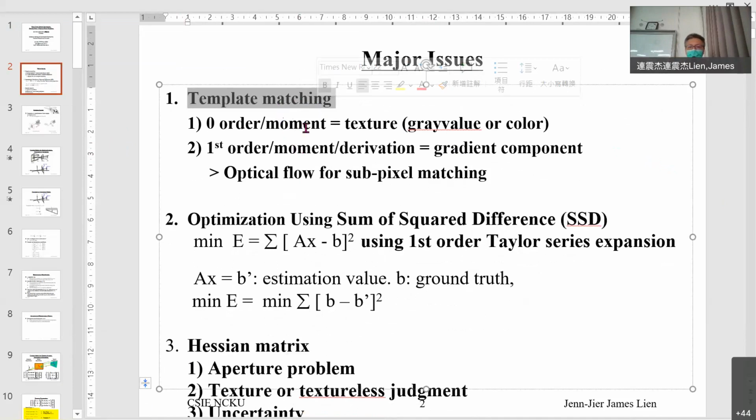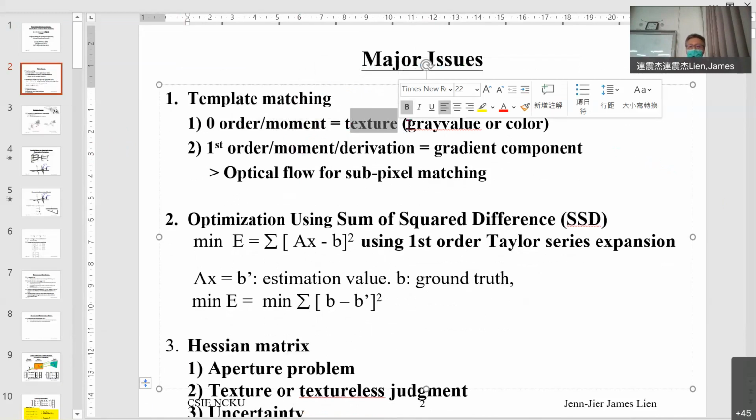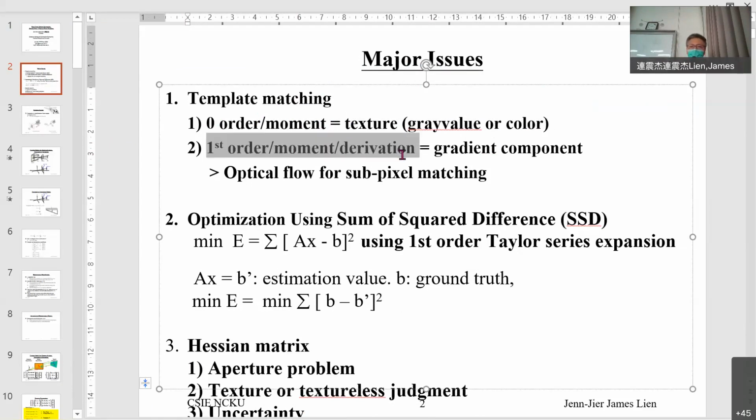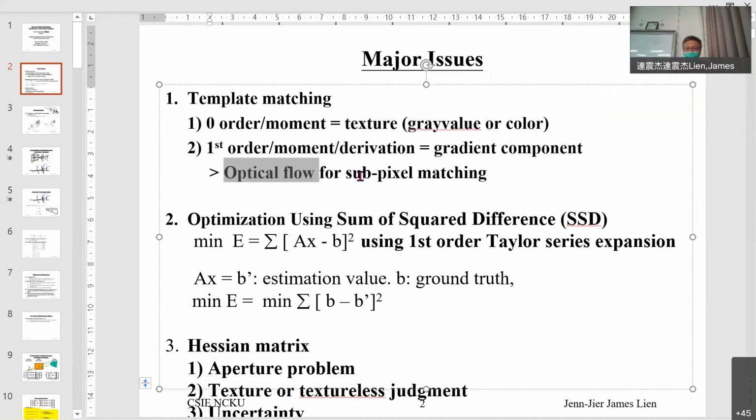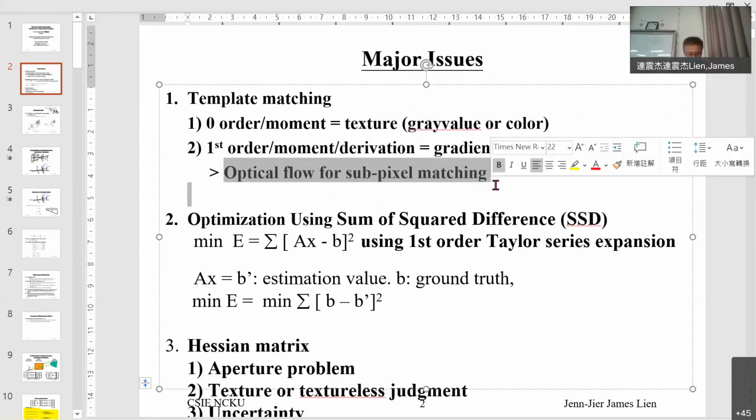So to find a corresponding point, a corresponding patch, many people use template matching with a small patch. So we use the zero order. That means we use the texture, the raw data. That's called zero order. The second method is the first order, first derivative. That's edge, a kind of edge detection. So it's a gradient component. So optical flow is first order, a gradient component. And with template matching, it's not easy to find subpixel accuracy. But optical flow can find subpixel accuracy.